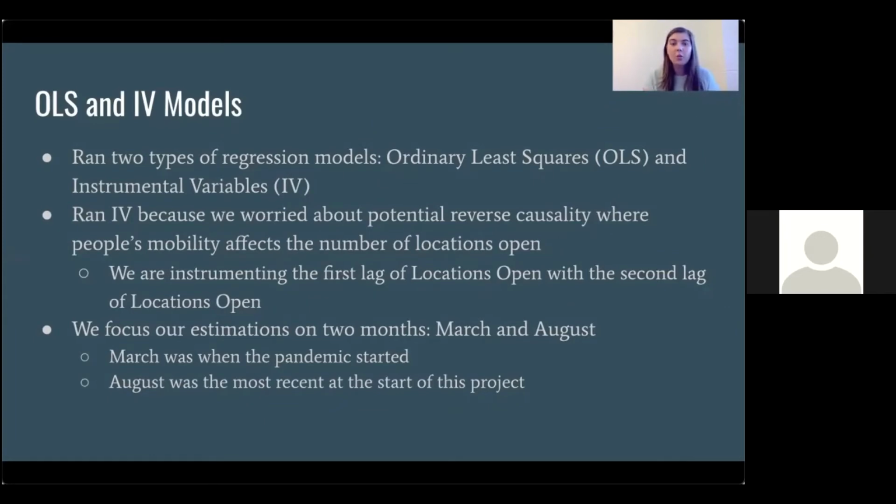We're looking at how the number of locations open affects people's mobility, and we don't want to see how people's mobility affects the number of locations open. So we instrument the first lag of locations opened with the second lag in order to rule out any potential reverse causality and see the true correlation between the two variables. And we focus our estimation on 2 months, March and August, because March was when the pandemic started, and August was the most recent month with data available when I started this project in September.